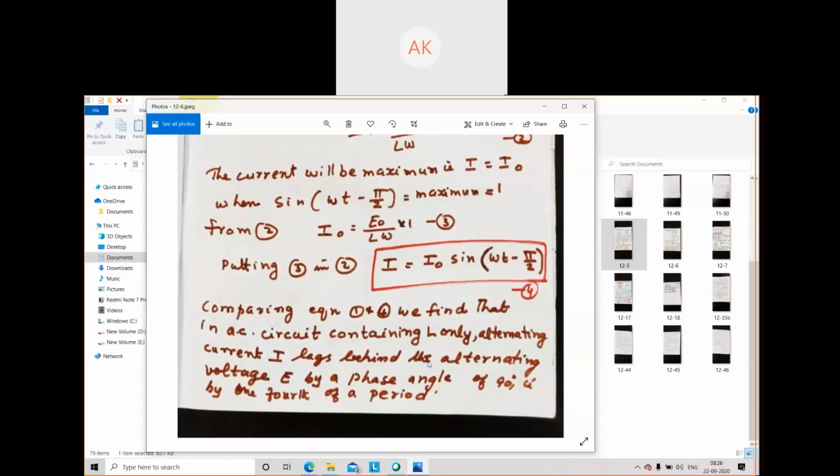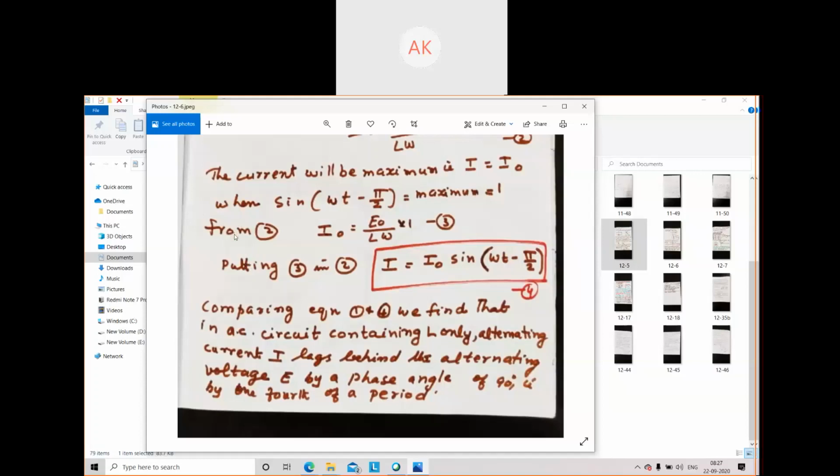So here, in the case of AC, for one cycle of AC, the time period we discuss is 0, T by 4, T by 2, 3T by 4 and T. Like that we have to consider the time period. So what is the phase difference?